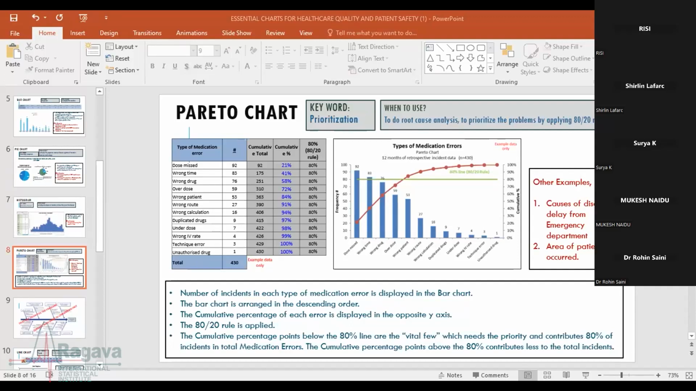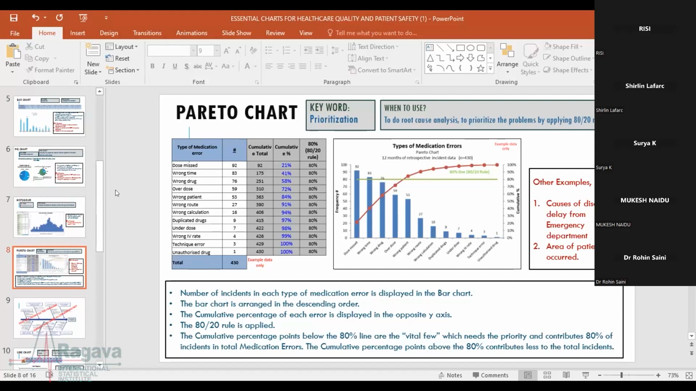This is one of the very good tools for doing root cause analysis for the various processes we do in our quality work. We will be able to know the causes for delay in discharges in the emergency department or among insurance patients, etc., and the areas where faults occur more. These are the other data we can learn from the Pareto chart.